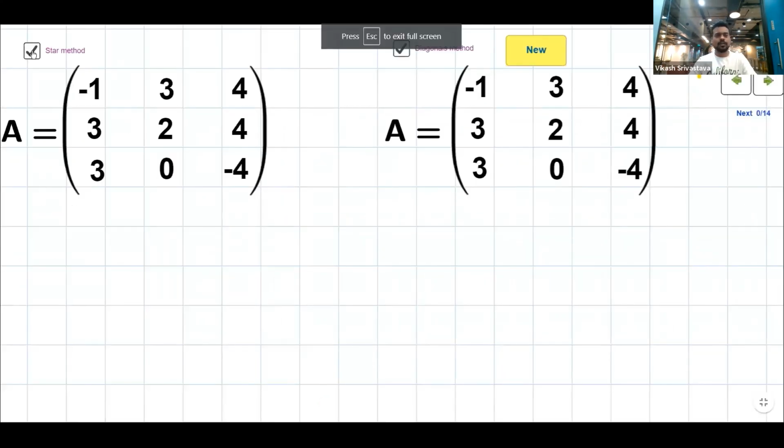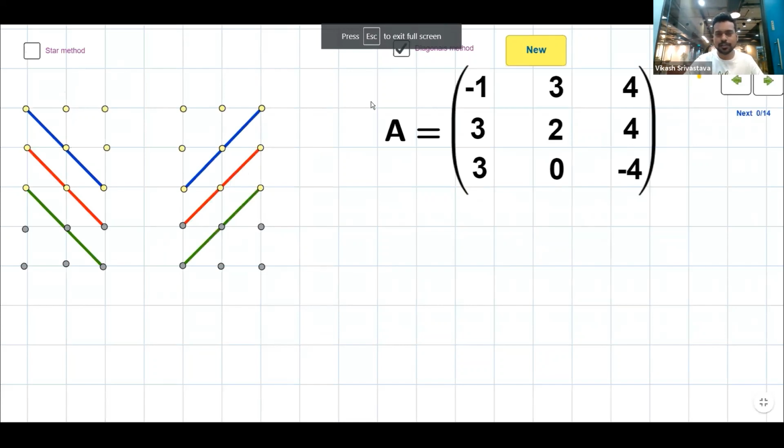I'll not discuss the star method, so this is not required. I'll only discuss the diagonal method. Let's say I have this particular matrix, and I want to calculate the determinant. Determinant is essentially a value, a number. Whenever you write the determinant of a matrix, it is essentially a real number only.